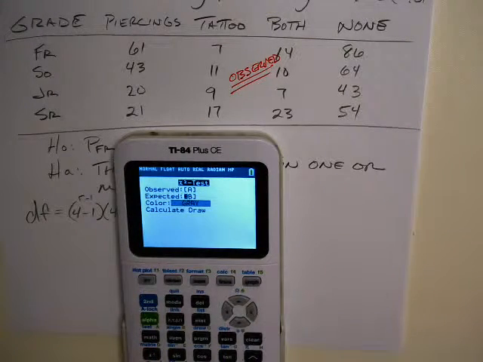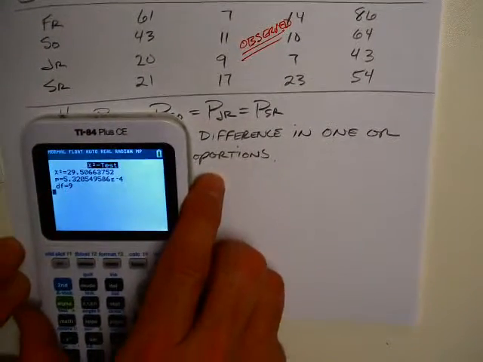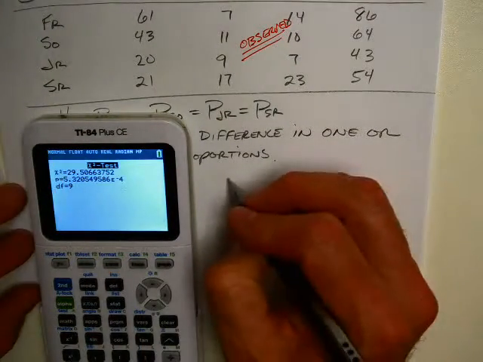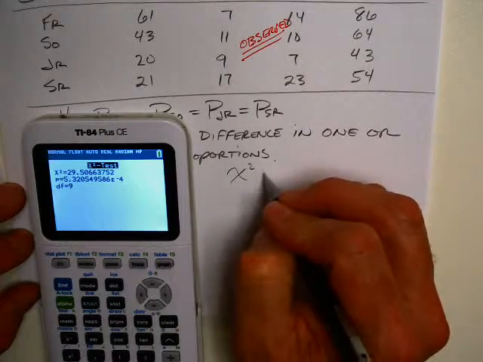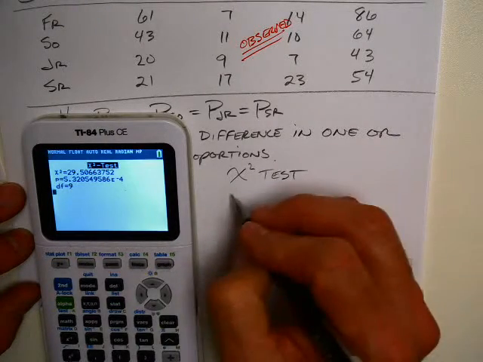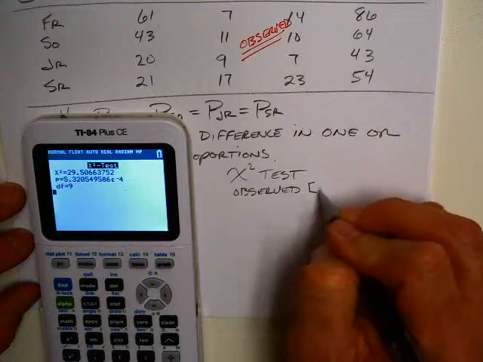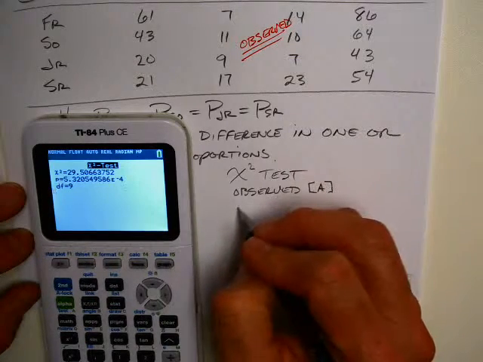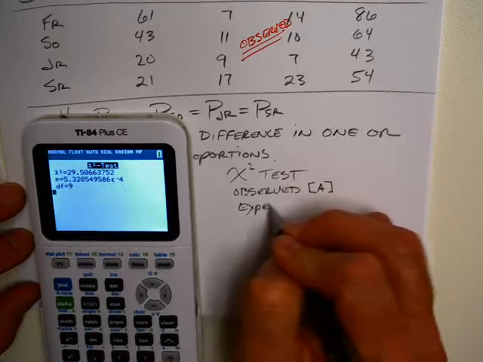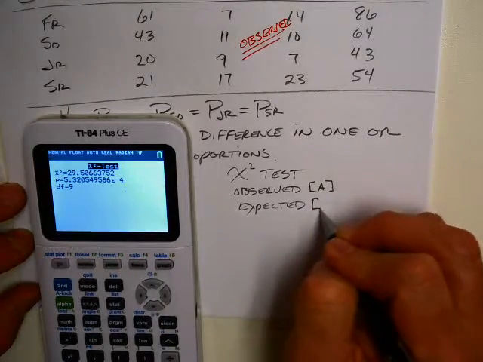The expected, you can put that wherever you want. B is just fine. It's going to build that for you. Okay? And then we're going to calculate. You can draw it if you want. I don't really mess with that too much because it doesn't usually ask for stuff like that. So chi-squared. I'm going to say that it's a test, and my observed was matrix A. Expected, B.